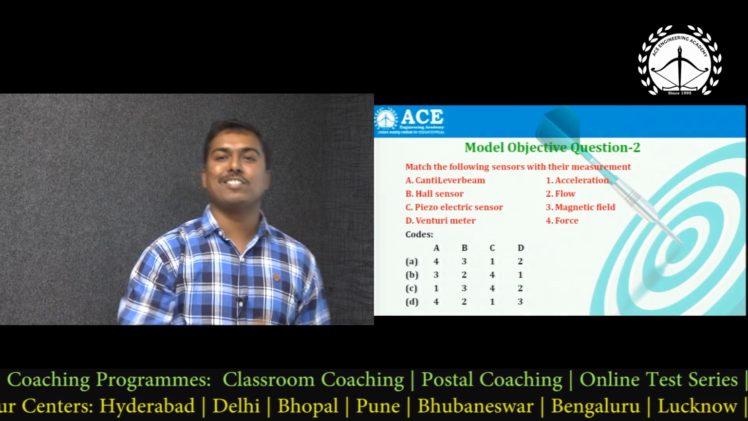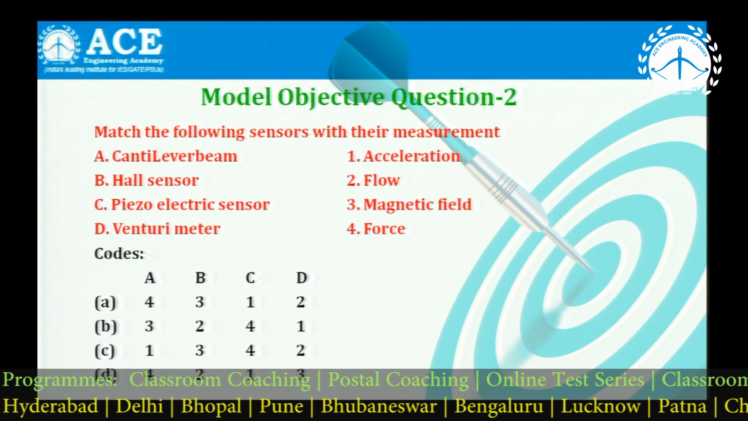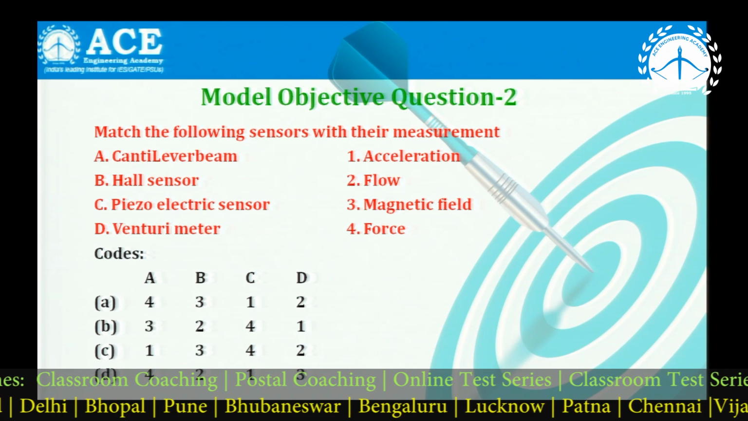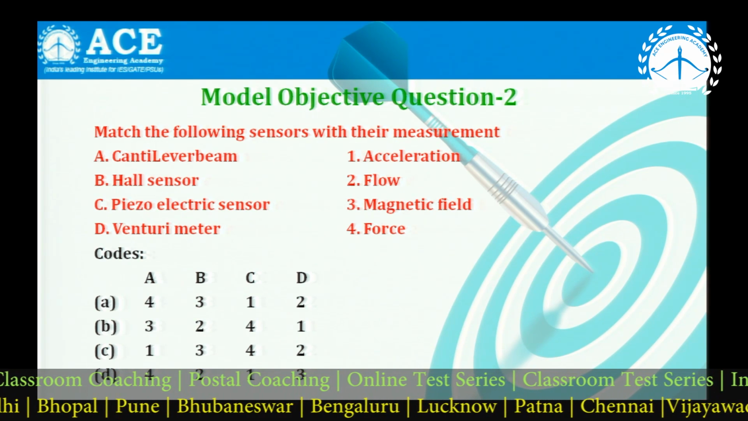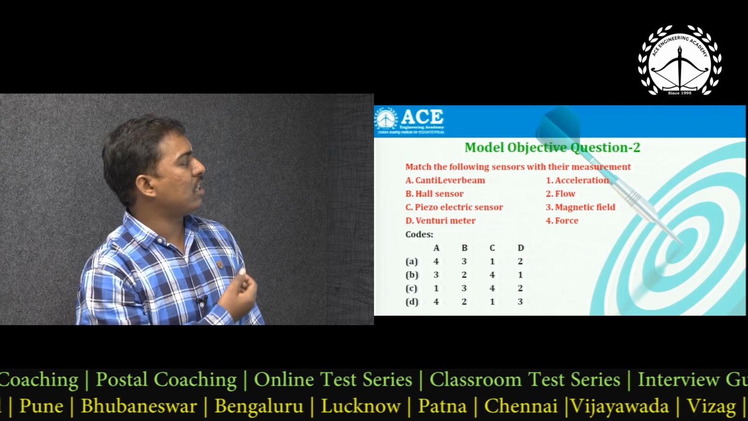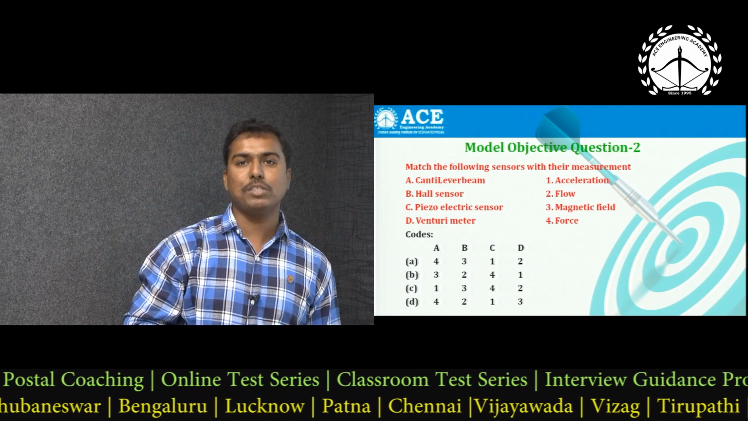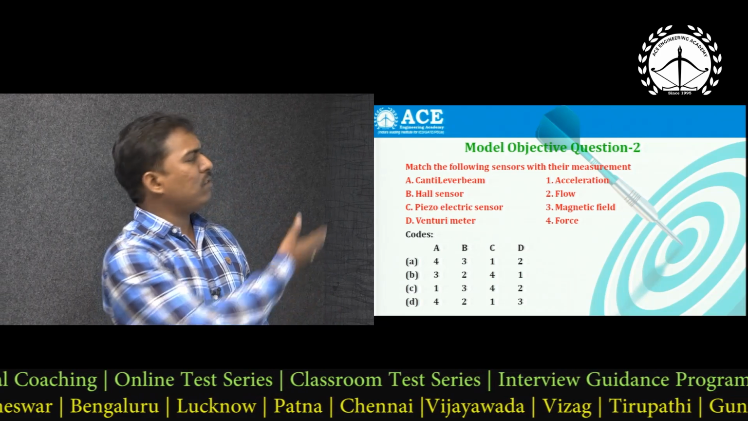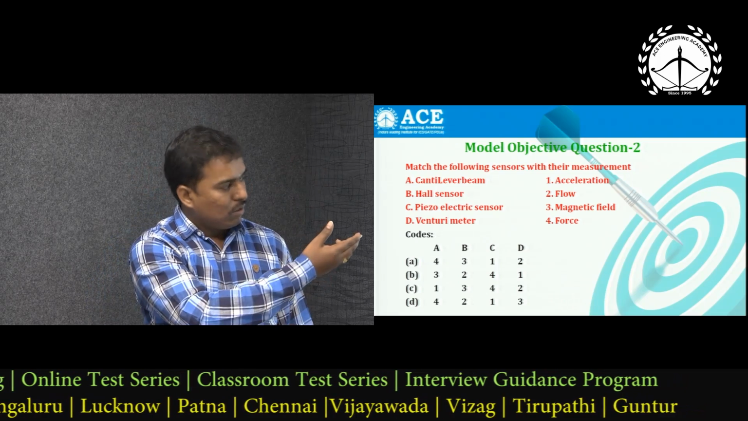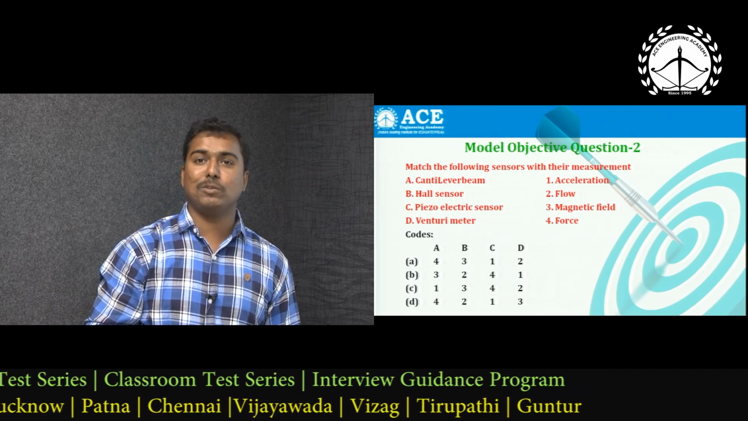Next, list of sensors. This is a very famous and very frequently asked question, not only in IES but also in GATE and non-GATE exams. Match the following. He will give a list of sensors, and on the right side he will give the parameter that the sensor can measure. If you observe, cantilever beam, Hall sensor, piezoelectric sensor, venturi meter. On the right side he has given the different parameters. As mechanical engineers, you are very familiar that the venturi meter is a sensor for flow. And the cantilever beam, I think you are aware, senses mechanical force and converts it into displacement.